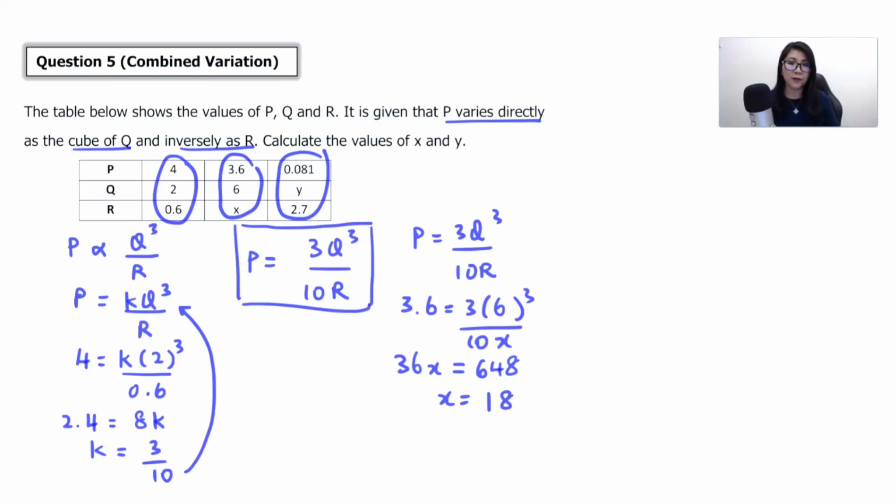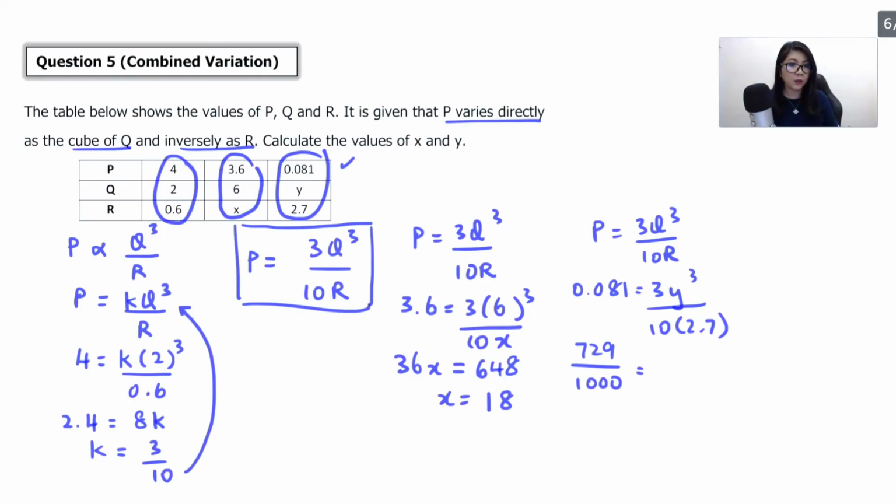That's the answer. Now we have to find the value of y. So I'm going to write back the same equation, and then substitute the values of P, Q, and R. So P is 0.081. So 0.081 equals 3, Q is y, so y cubed over 10 times R is 2.7. Let's calculate this. 2.7 times 10 is 27 times 0.081. And after that we divide by 3, so we get 729 over 1000 equals y cubed. So to find y, I'm going to take the cube root of 729 over 1000. The cube root of 729 is 9, and the cube root of 1000 is 10. So therefore, y equals 9 over 10. And when we change it into decimal, we get 0.9. And that is the answer.